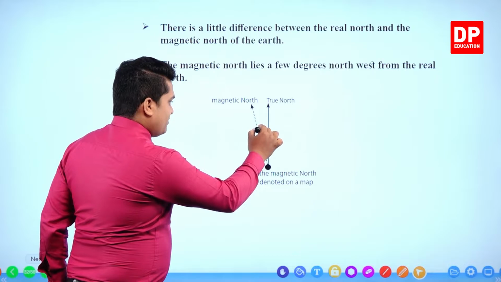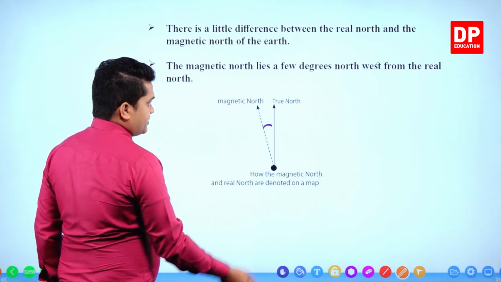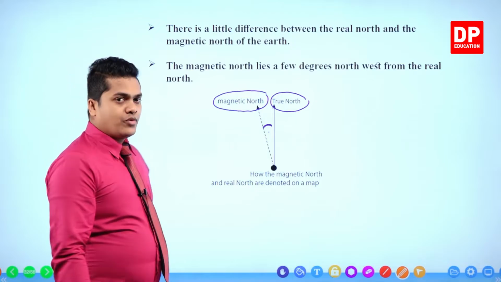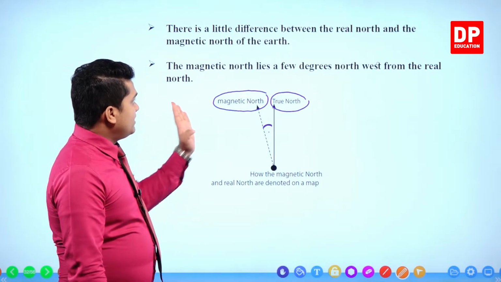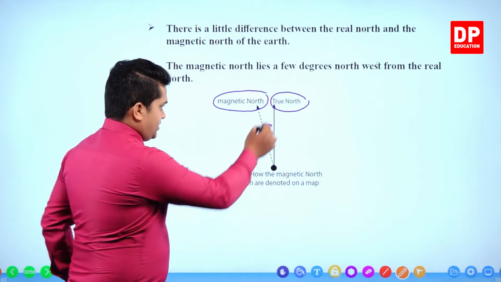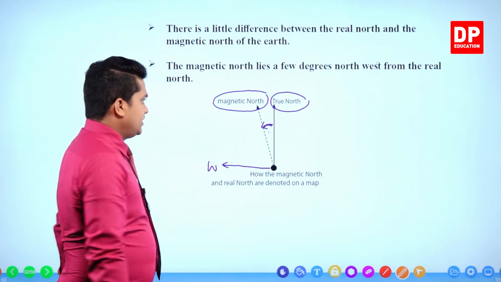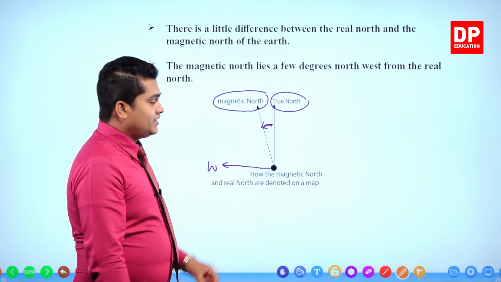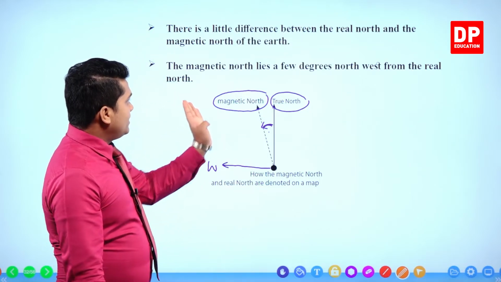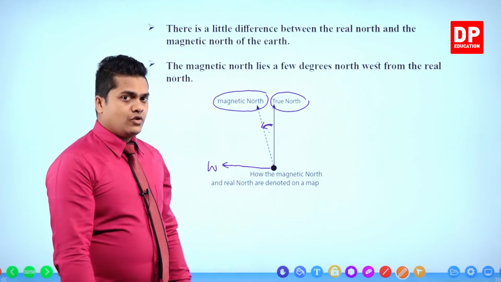Difference means there is a certain bit of an angle. See, you can observe when you take the true north and the magnetic north, there is a certain bit of an angle between the true north and the magnetic north. So the magnetic north lies a few degrees northwest. This is north, so you know that this is west, no? So to the northwest direction, there is some kind of a tilt, or else an angle. So the magnetic north lies a few degrees northwest from the real north.